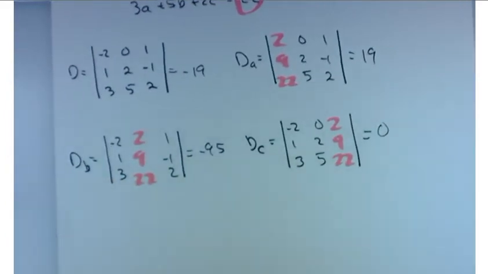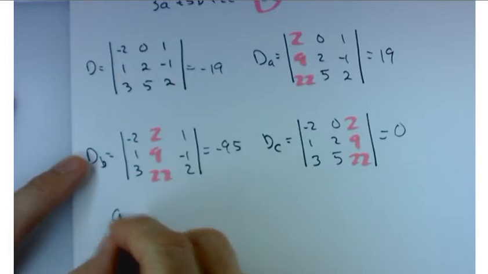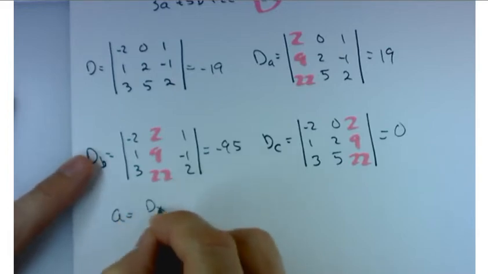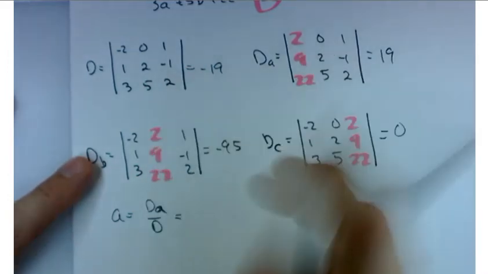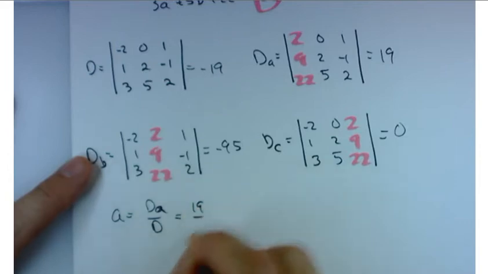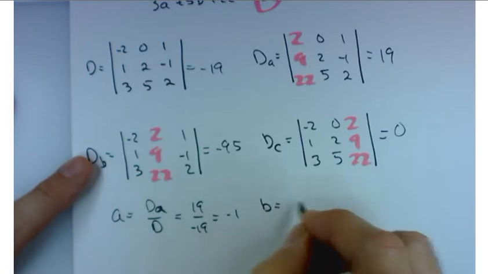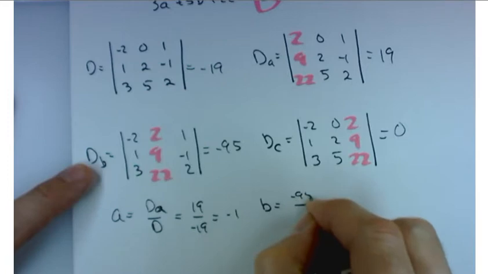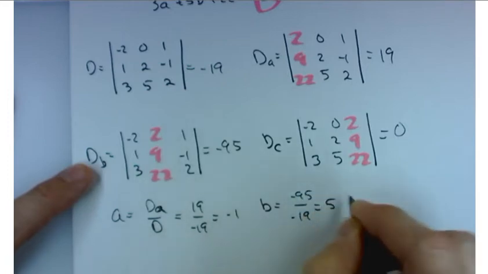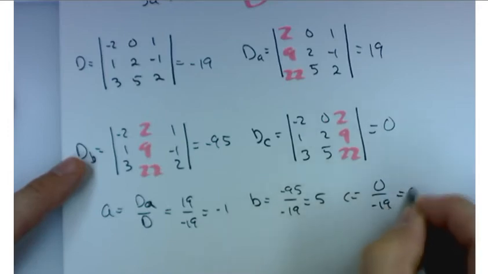We're not done solving this problem yet, are we? No, but we're really, really close. So we get A is dA over D. So it would be 19 over negative 19. Gives us negative 1. Likewise, B is going to be negative 95 divided by negative 19, which is going to be 5. And finally, C is going to be 0 over negative 19, which is still 0.